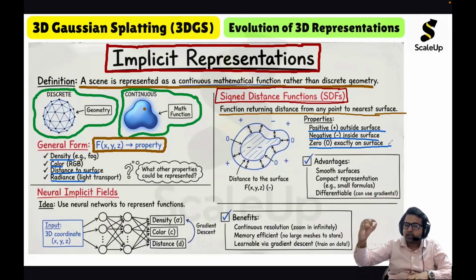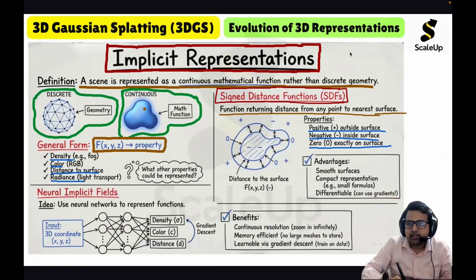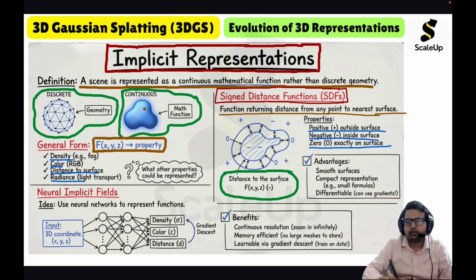If it is positive, it means the point is outside the nearest surface. Negative means the point is inside the nearest surface. And 0 means it is on the surface. So here we can see that this is the distance to the surface. This is the distance to the surface.